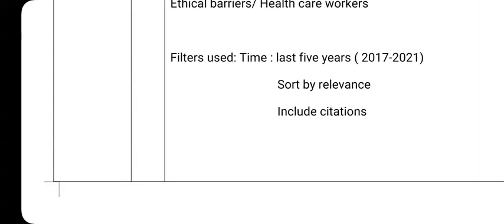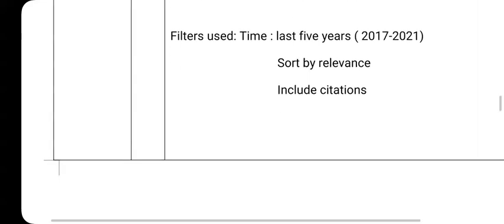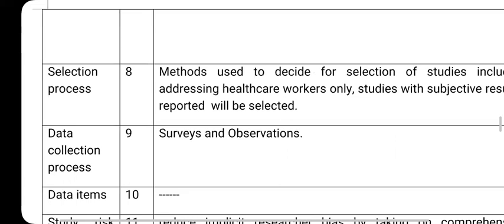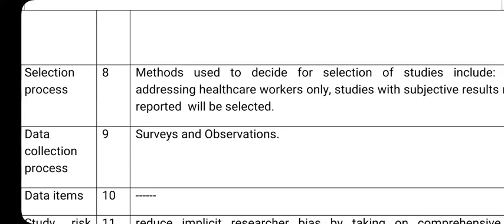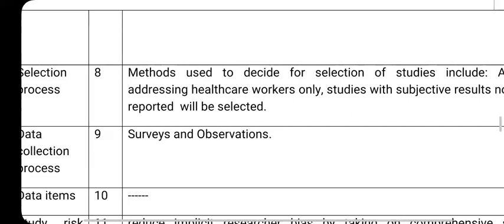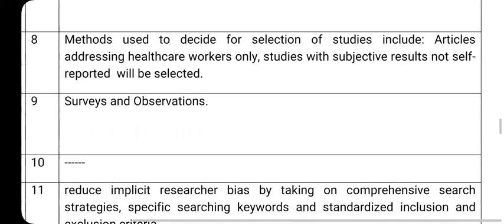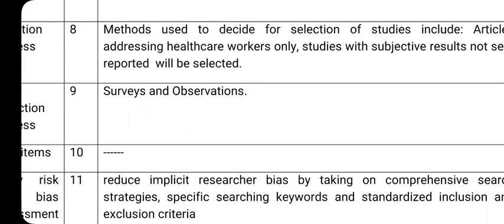Then the selection process. The selection process here, the researcher identifies the method used, and whether the studies are fulfilling the criteria. So for this, in the inclusion criteria, the articles will be addressing the healthcare workers only. Studies with objective results and the self-reported results will not be selected. Those articles will not be selected from which the self-report.